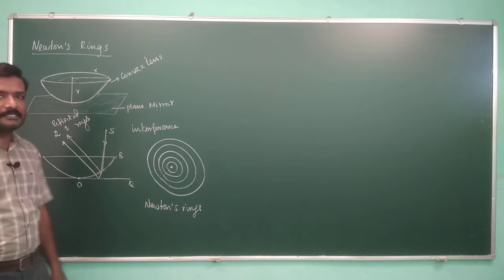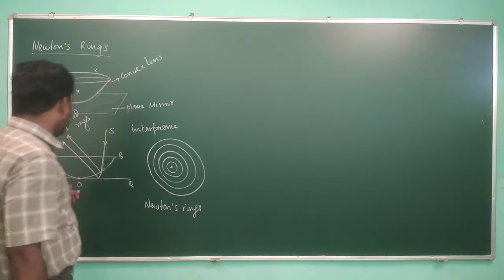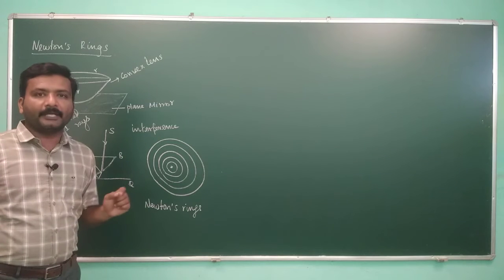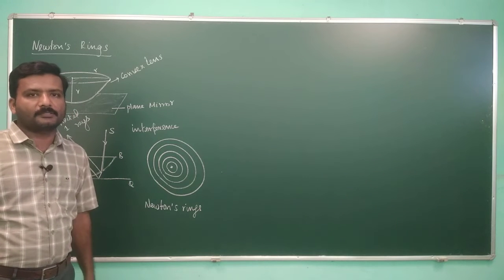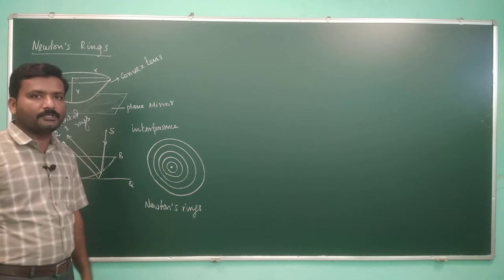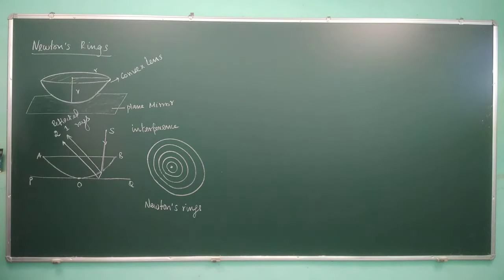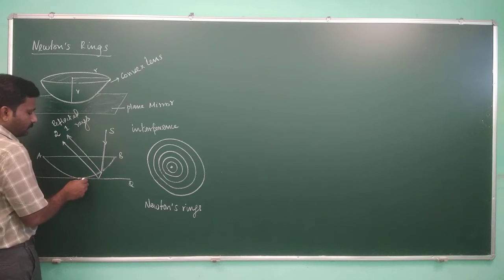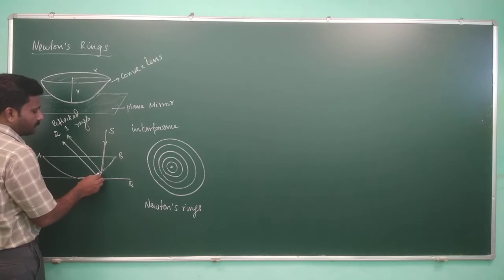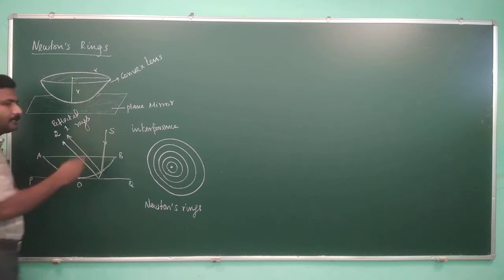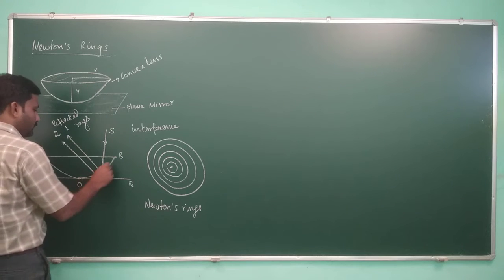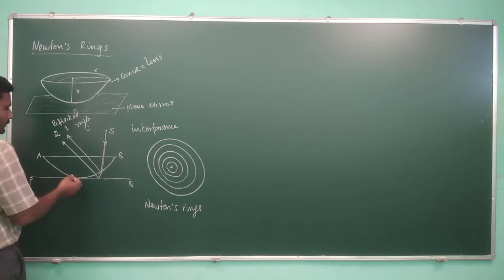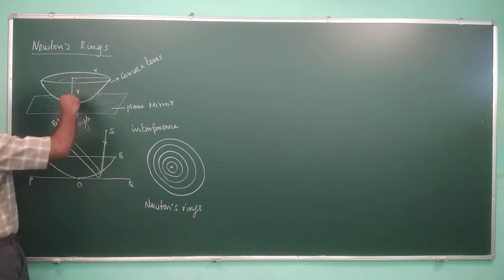Earlier in the previous lecture, we have seen a case where we have a variable thickness air film. There we obtain straight line bright and dark fringes, and we have calculated the fringe width in that lecture. Here one part of this wedge is increasing, it has a curvature, and this is a three-dimensional material.